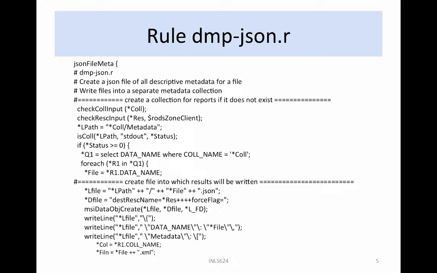A metadata collection called metadata is created as a subcollection within the *call collection. All of the metadata files for the *call collection will be stored in the metadata subcollection. A query is constructed to retrieve all of the files in the *call collection. A loop is made over the result list to process each file. For each file name, *file, a separate metadata file is made with the name file.json.